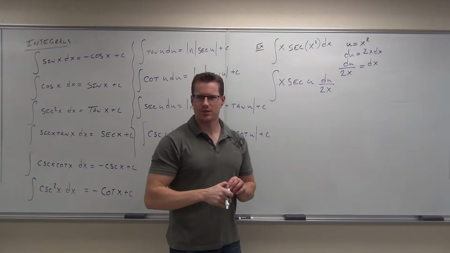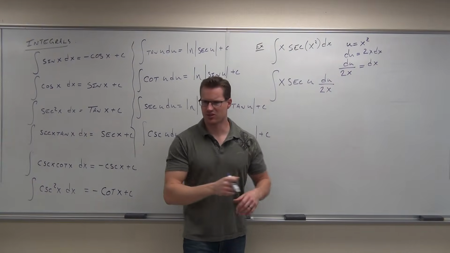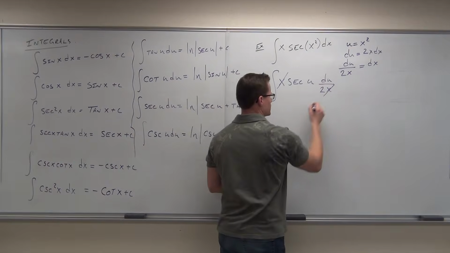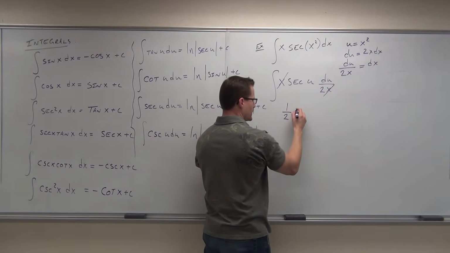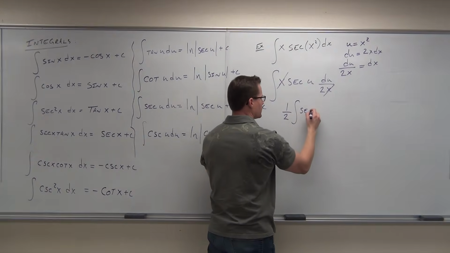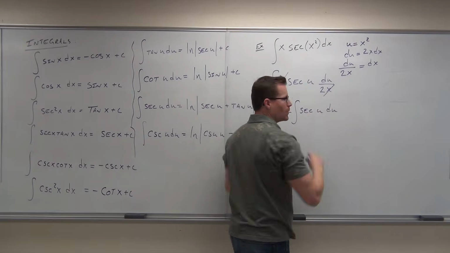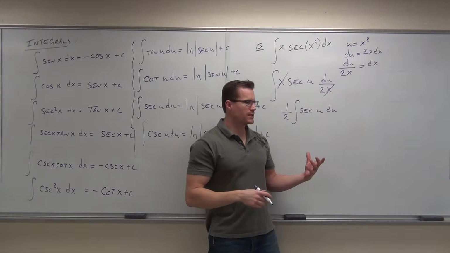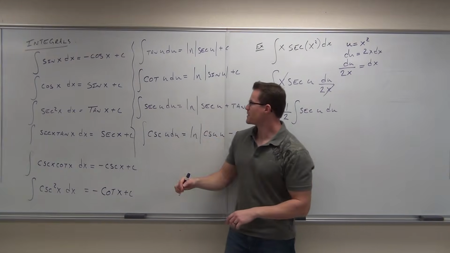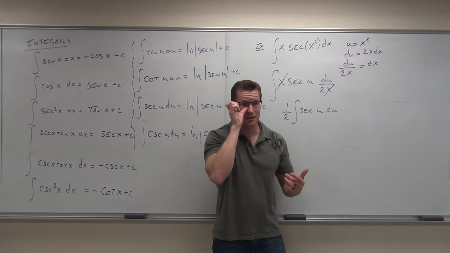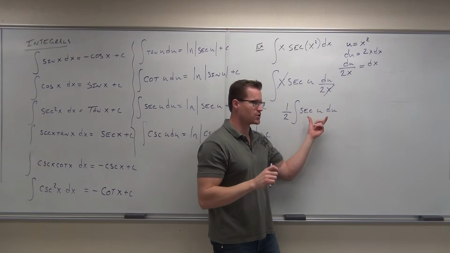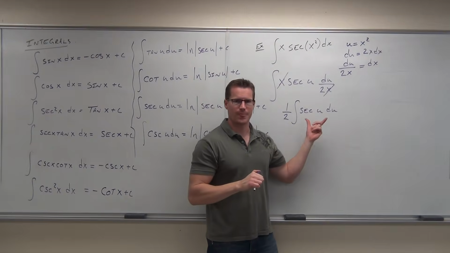Is it going to work out for us? Yeah, the x's are gone. It's fantastic. Tell me what else we do. 1/2 in front. Yeah, 1/2 secant u du. Look what our substitution did. What it did was it matched this up with something that we just learned how to do. You don't have to reinvent the wheel all the time. That'd be ridiculous. So as soon as you do your substitution, now you start looking at your table of integration.